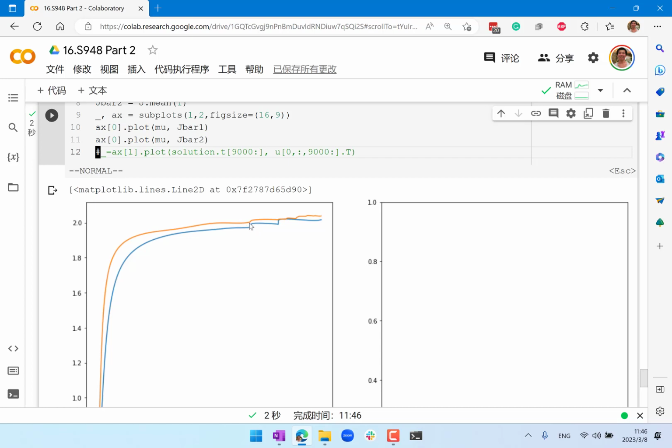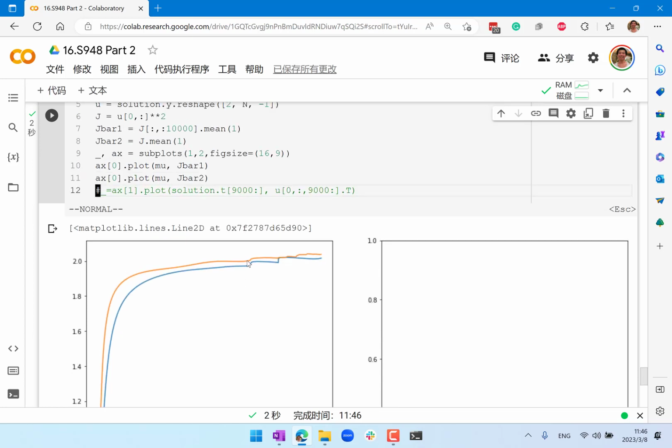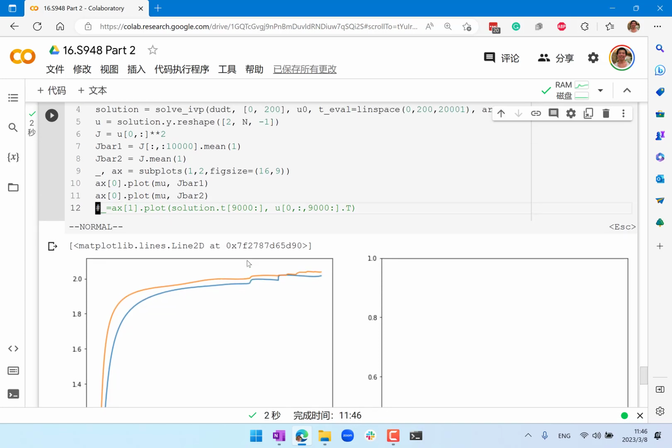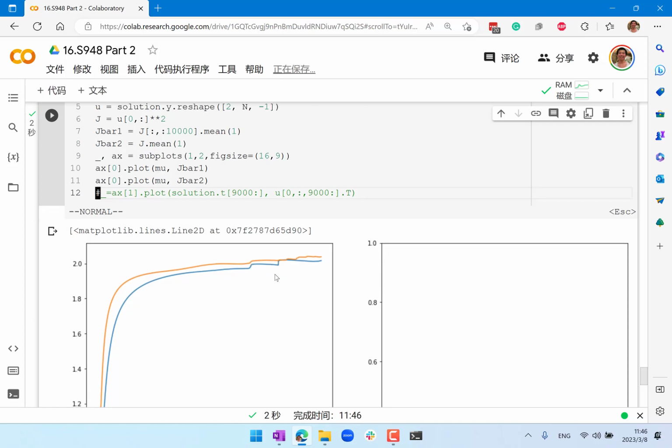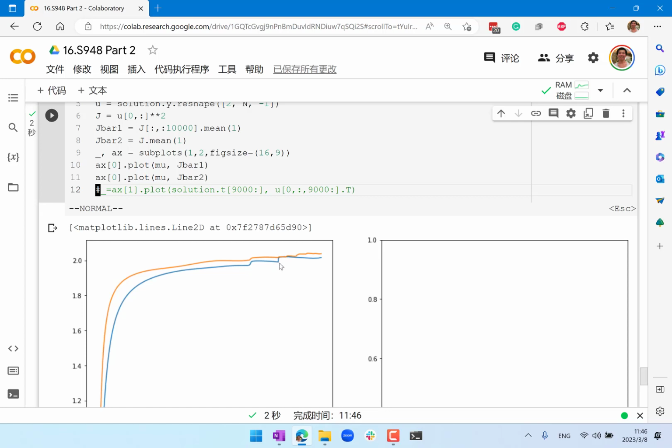So what we see is that the blue solution is the same, right? We are plotting the first half of the integration, which was the same as the average before. But in the orange one, this kink disappears, but there are more kinks over here, right? So essentially, by increasing the length of the time integration, we are improving the value of the time average, but we are not increasing the fidelity of the derivative of the time average.